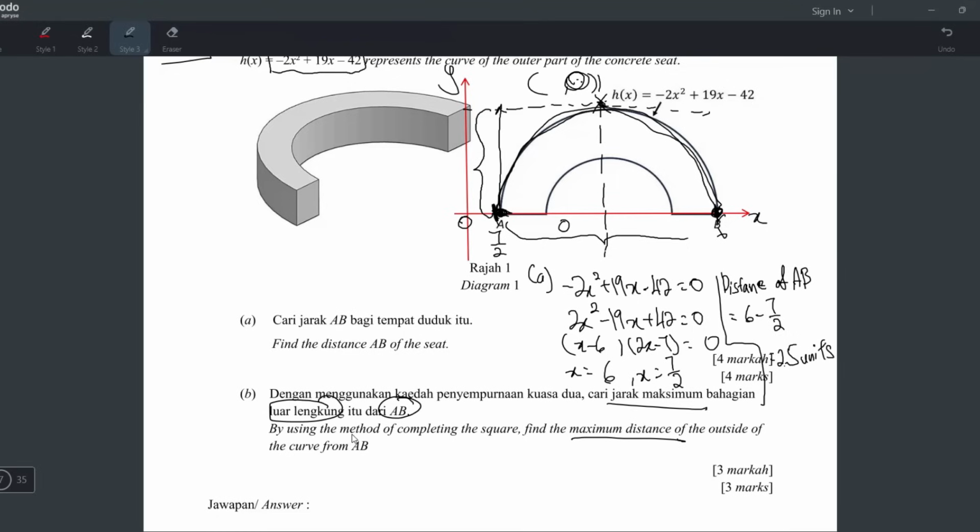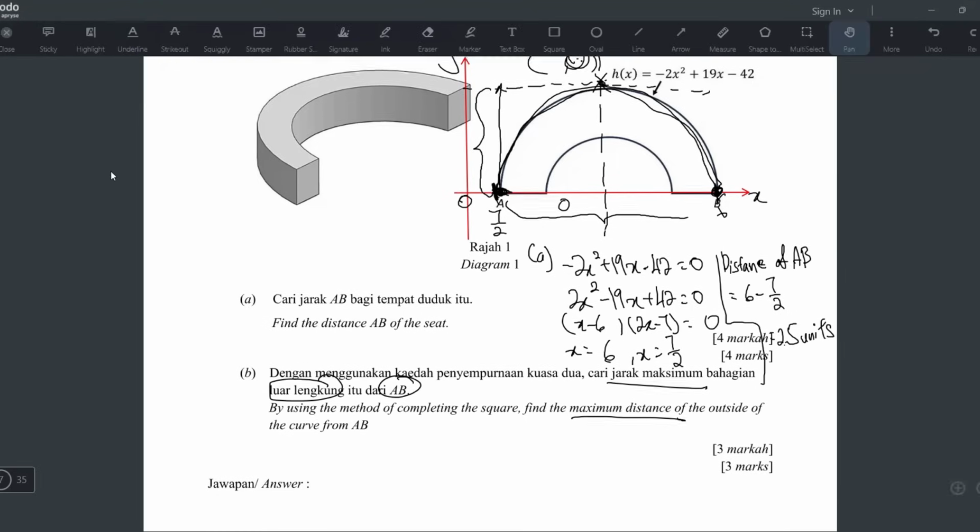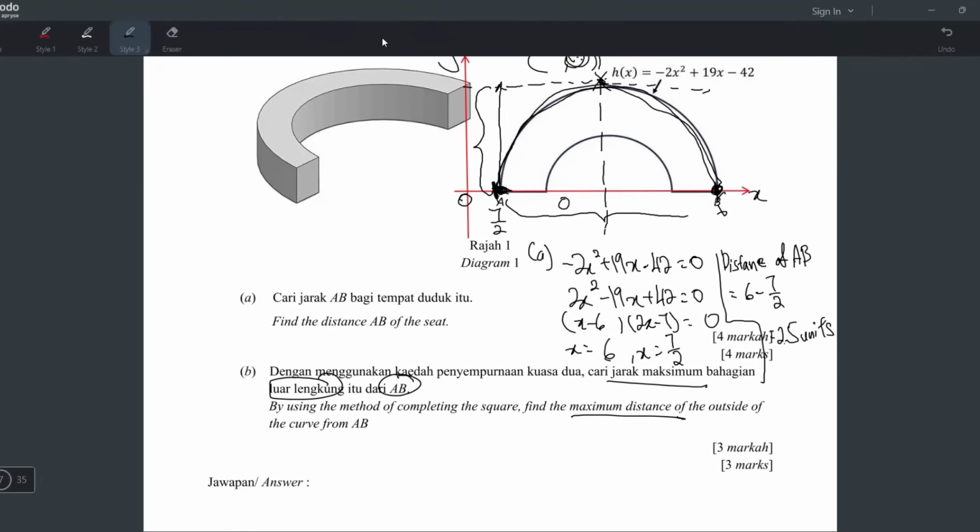But the question already said use the method of completing the square. So we cannot choose, we have to use the method they said. So let's do the completing the square. Okay, the equation, write it down first: 19x minus 42. When you do completing the square, you will get a vertex form.